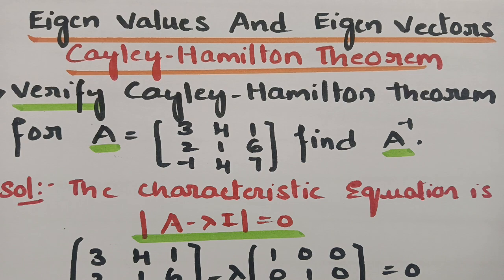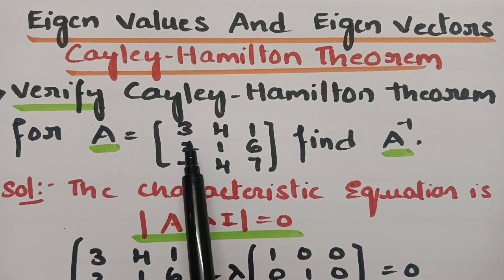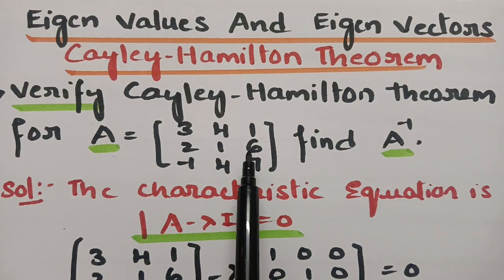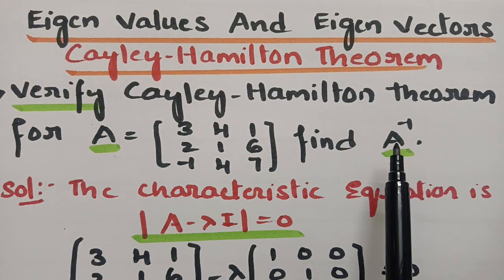And now coming to today's video, it is from eigenvalues and eigenvectors. And now I'm going to solve a problem related to Cayley-Hamilton theorem. So in this Cayley-Hamilton theorem, I'm going to verify Cayley-Hamilton theorem for the matrix A is equal to [3, 4, 1; 2, 1, 6; -1, 4, 7]. And also I'm going to find out A inverse.